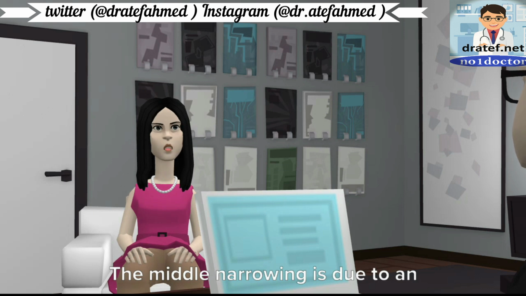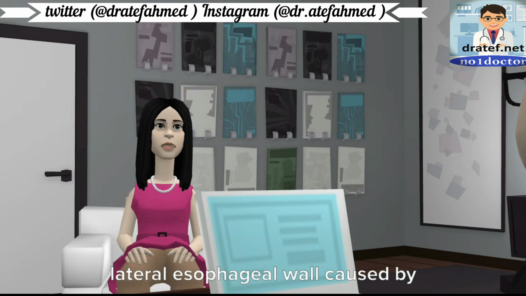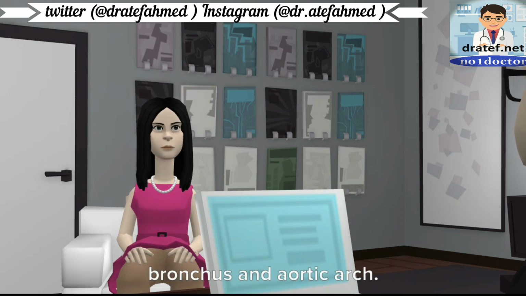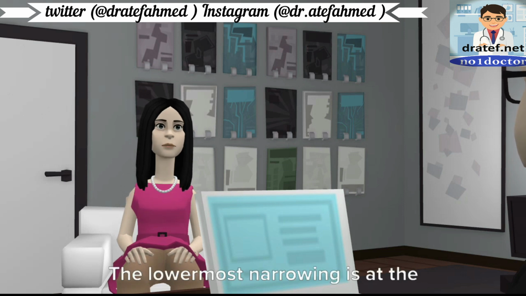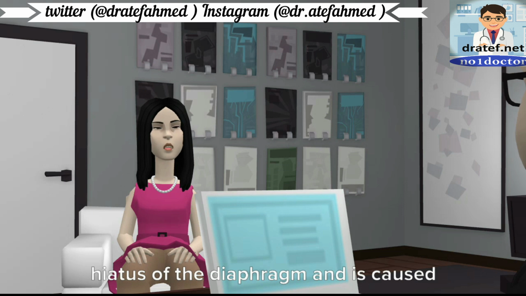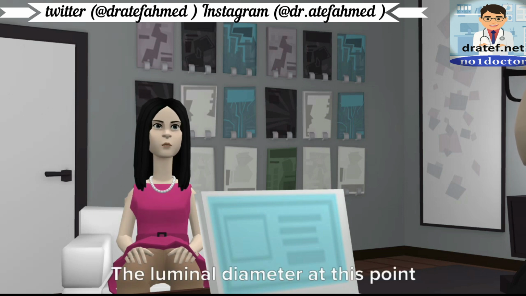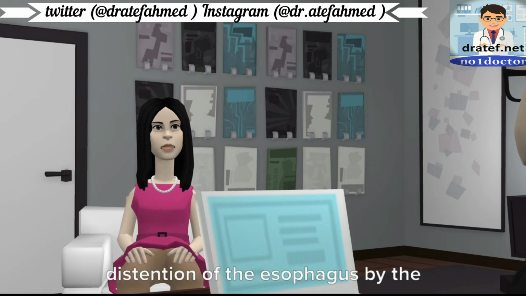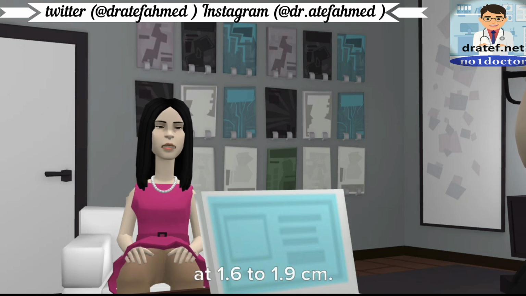The middle narrowing is due to an indentation of the anterior and left lateral esophageal wall caused by the crossing of the left main stem bronchus and aortic arch. The luminal diameter at this point is 1.6 centimeters. The lowermost narrowing is at the hiatus of the diaphragm and is caused by the gastroesophageal sphincter mechanism. The luminal diameter at this point varies somewhat, depending on the distension of the esophagus by the passage of food, but has been measured at 1.6 to 1.9 centimeters.